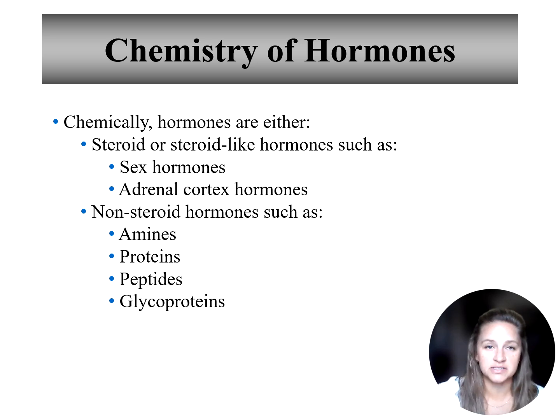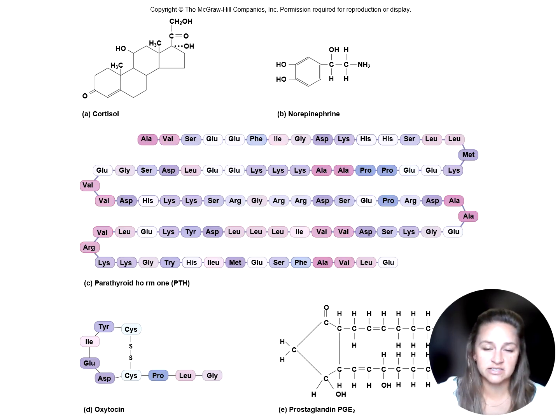Hormones can be made up of different types of macromolecules. We can have steroid and non-steroid hormones. We're going to look at a lot of different examples of these. These are some cellular structures. You can see that this is cortisol, norepinephrine, parathyroid, oxytocin, prostaglandin. We'll talk about these. This one you can see is made up of amino acids, so this would be a peptide. Sometimes you have shorter peptides, sometimes you have rings and different functional groups.